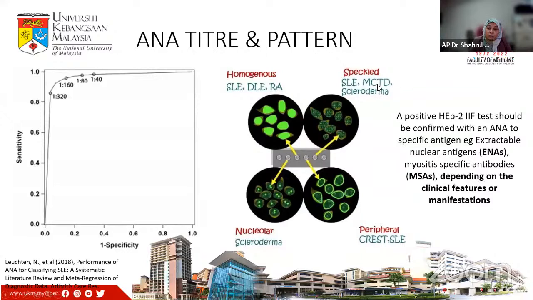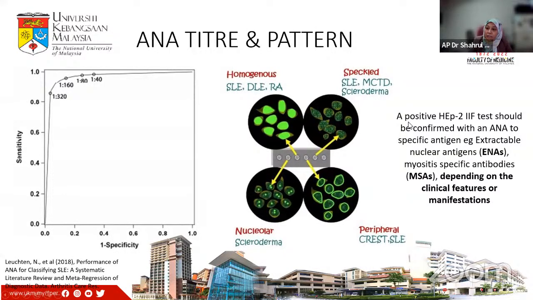These are the common patterns that we see in the reports: homogeneous, speckled, nucleolar, and peripheral. These patterns give you an idea of what specific antigens they are directed to and what the associations are. It is not diagnostic. It is more of an association to different types of autoimmune rheumatic diseases. For example, homogeneous is lupus. If it's speckled, it can be MCTD or even scleroderma. Nucleolar is scleroderma, and peripheral is more to lupus. Okay?